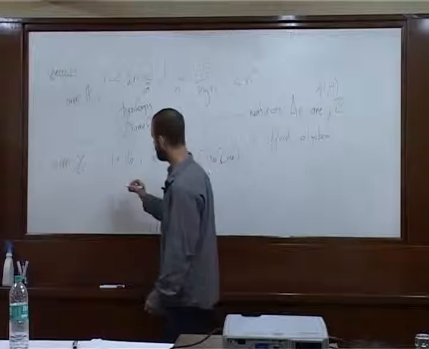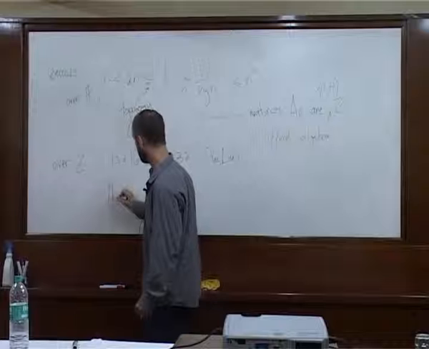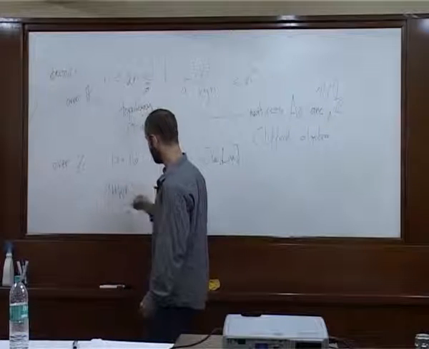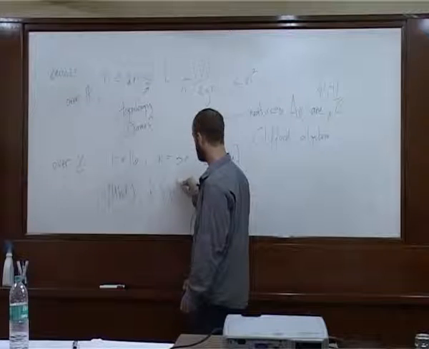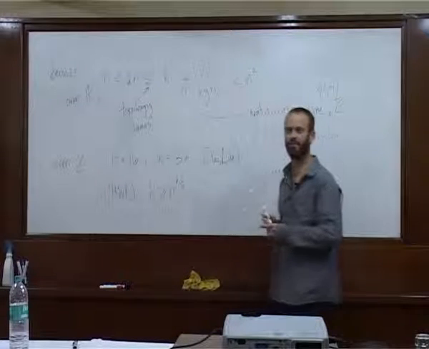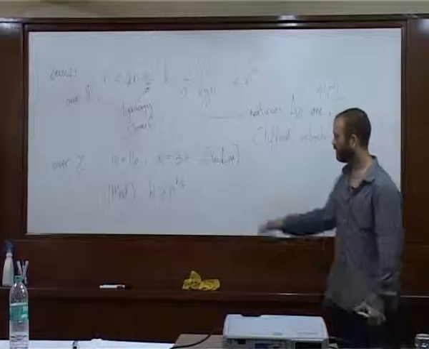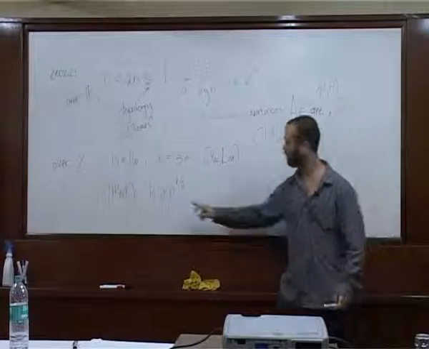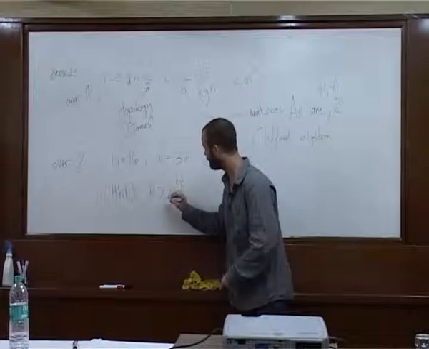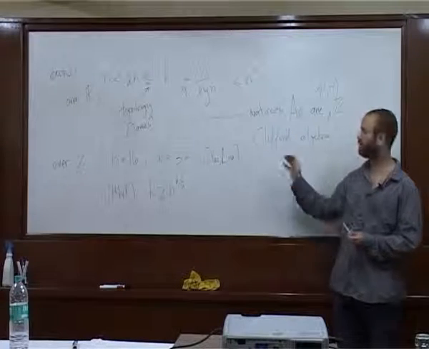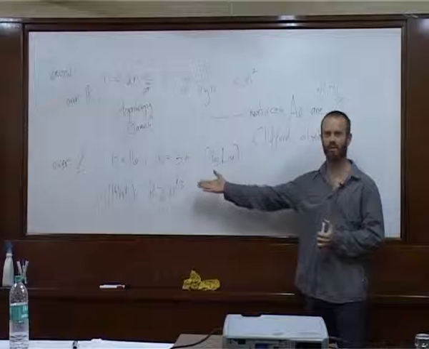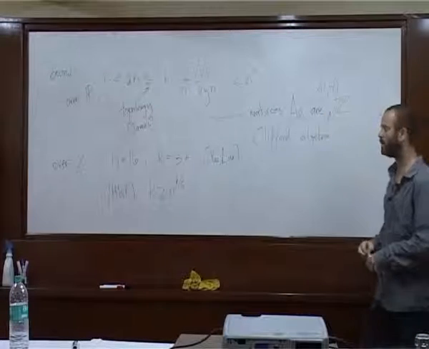And over Z, what we have shown, and I will explain it later, is that this k is at least n to the 6 over 5. So there is some constant there. So over integers, you can prove something non-trivial. It cannot be linear.